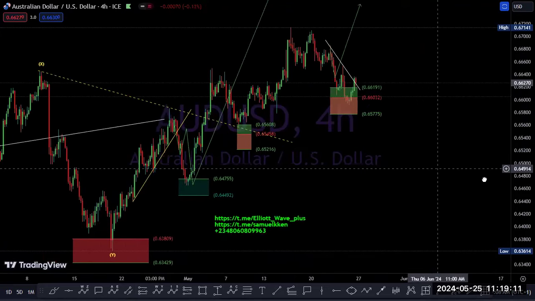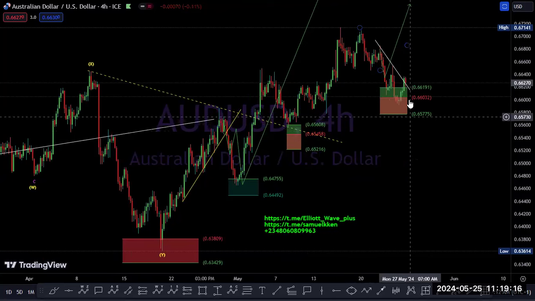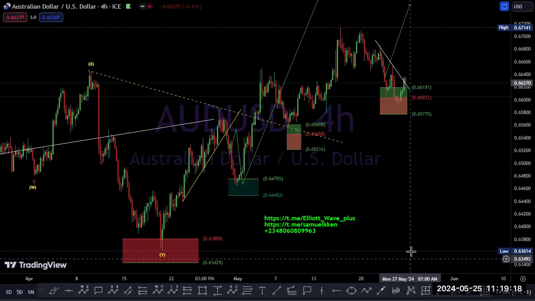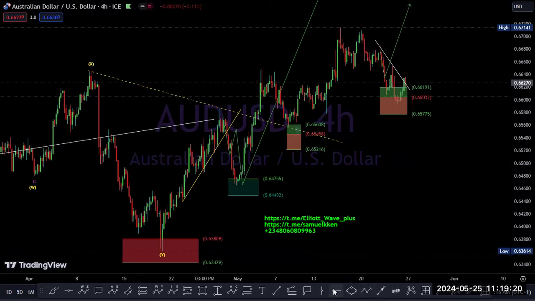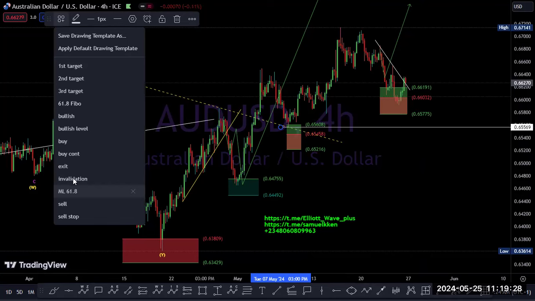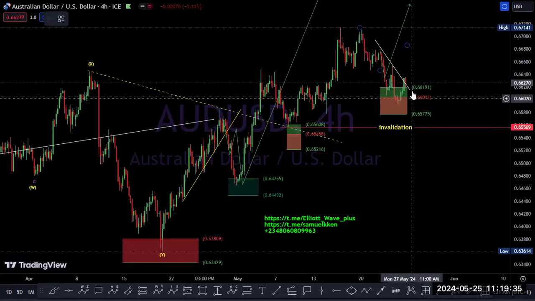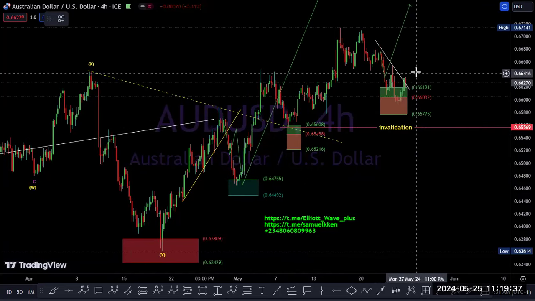Meanwhile, you have to know that every trade is a risk. Don't be greedy. If you are buying from here, your stop loss will be here. If you are buying from this reversal box, your stop loss has to be here. You see, so you don't lose much.